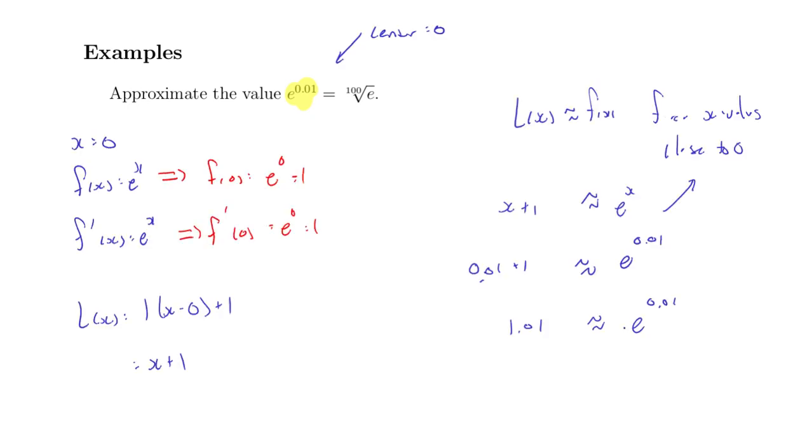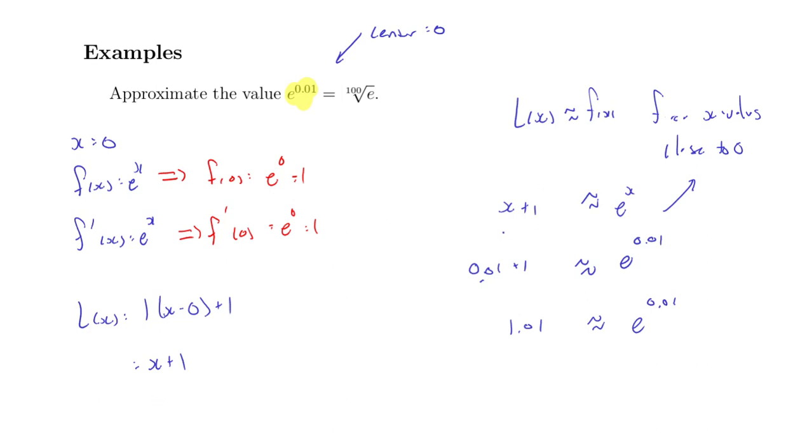Hopefully you got something like this. I picked the center to be 0 because I know what e to the 0 is. I really don't know a ton of other powers of e that nicely, but this one's a good one. And heck, 0 is really, really close to 0.01, right? These are right next to each other. So I picked that center to be 0. My function is the exponential function e to the x. That means the derivative is also e to the x. So I can build my linear approximation. It's just x plus 1.